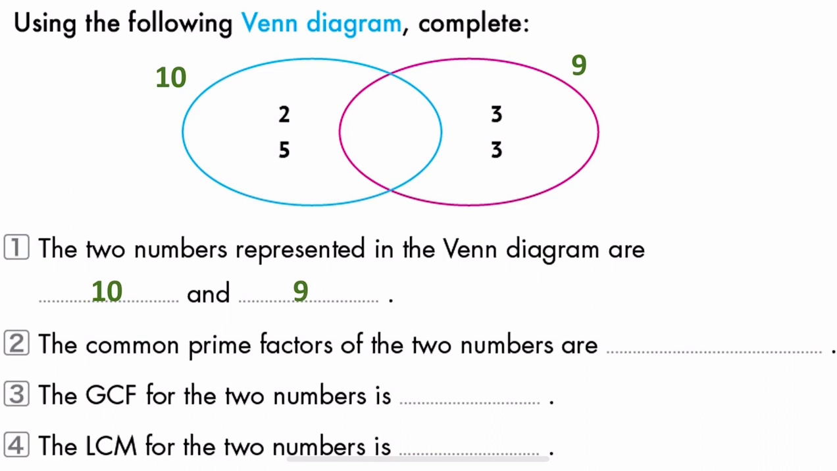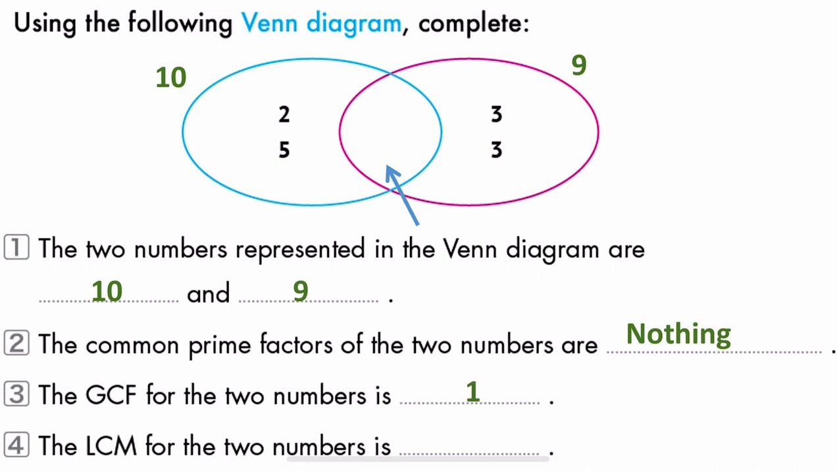The common prime factors of the two numbers are nothing. We have nothing common in between. So we want to find GCF, the greatest common factor. We have nothing in between, so we put 1. So GCF here is 1.